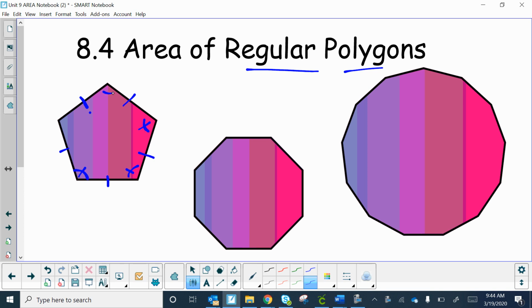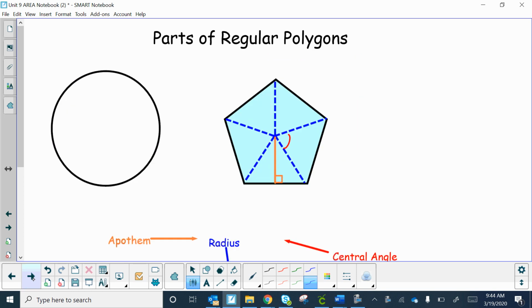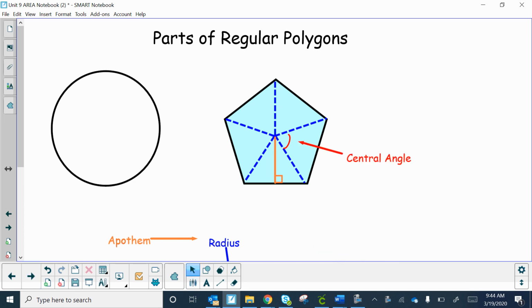So these are little pictures of regular polygons. There are 3 different ones. Let's talk about the parts of a regular polygon. We are going to have a central angle that we're working with.